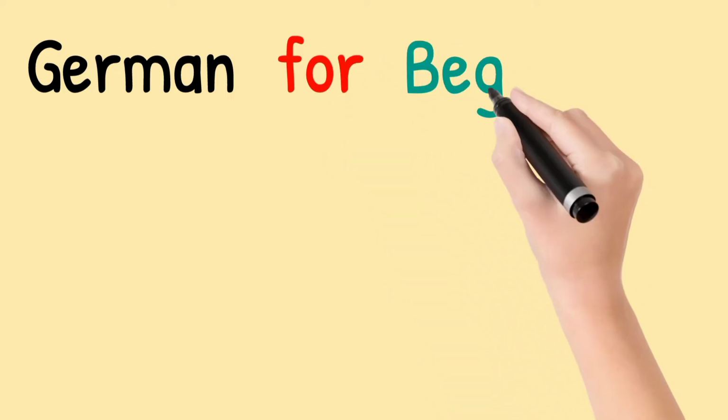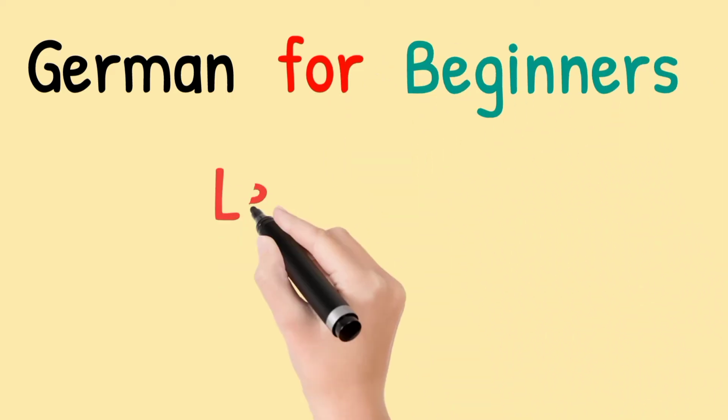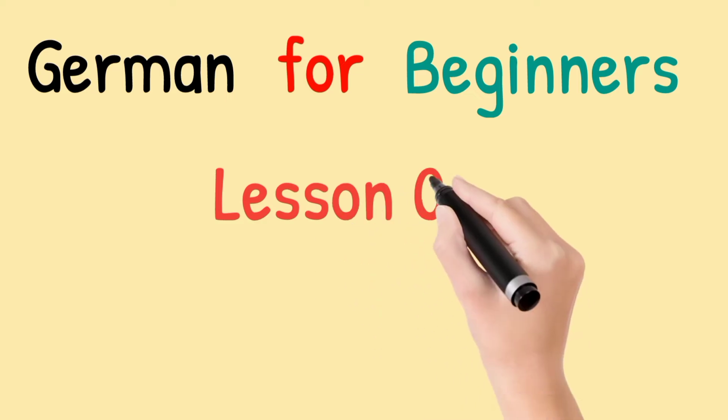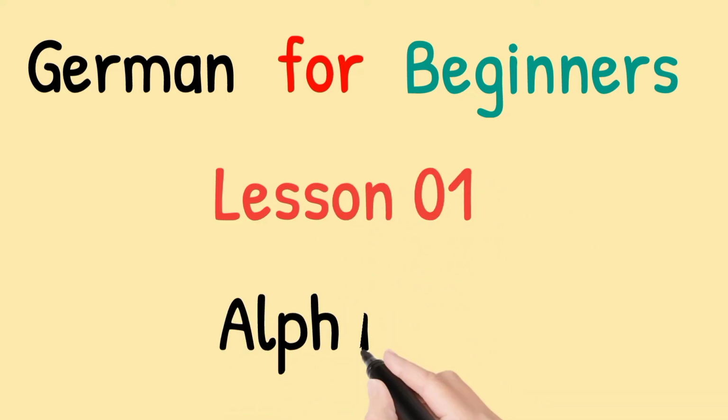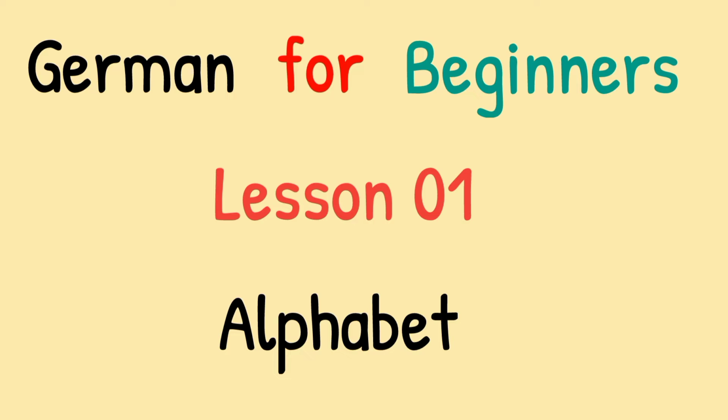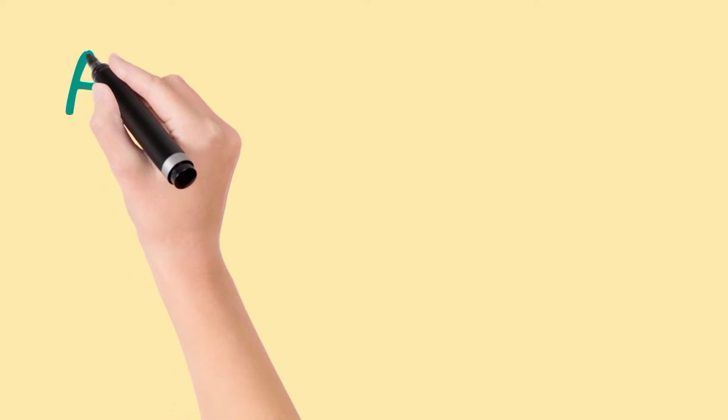Today we are going to learn German for beginners, starting from zero. Lesson 1 we will learn today. The topic is the alphabet. Some letters are the same as in English, but there are also some different ones. So let's start. You should write this in your notebook and pronounce with me.